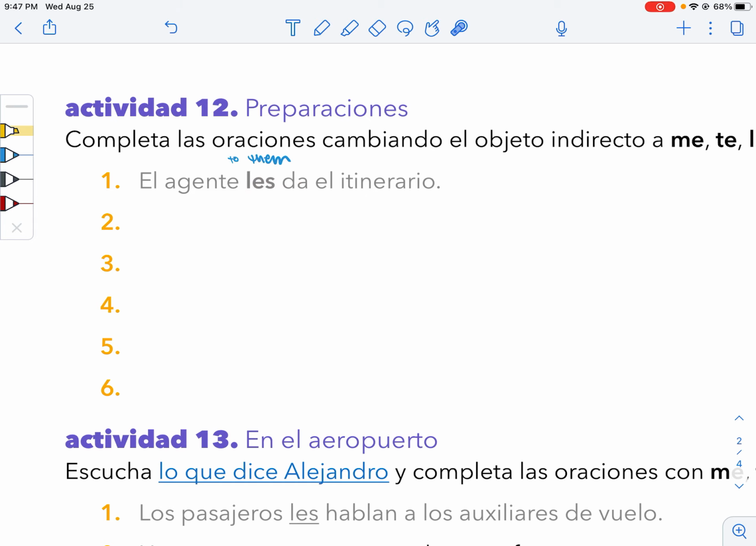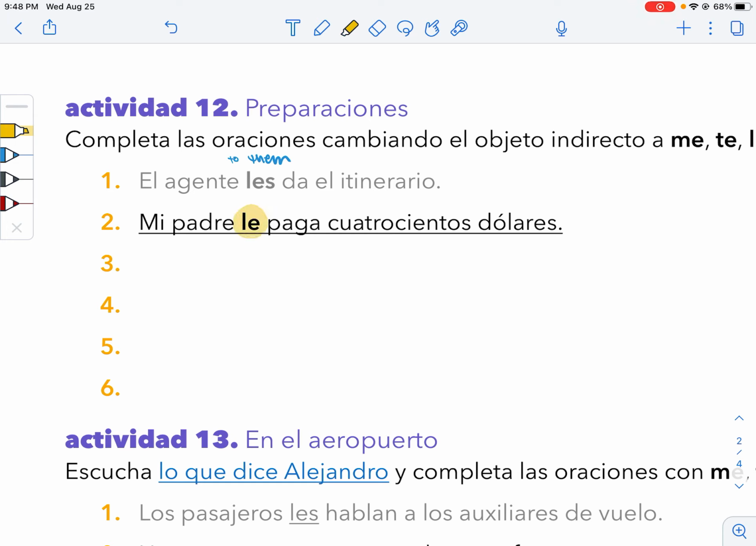Número 2. A la agente. If you give something to the agent, you give it to her. We're going to use le to replace her. Número 3 es a mí y a mi hermano, to me and my brother. This is a tricky one because my brother and I, you give something to me and my brother, that's us. You give to us. Like this is a nos. Nos dan equipaje. They give us the new equipment.